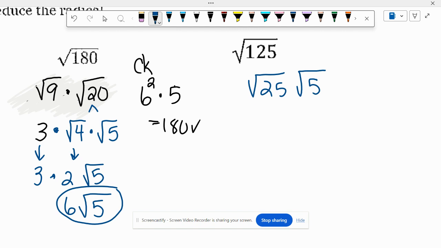Well, 5 is not perfect, right? 5 is not perfect, but what is the square root of 25? 5. So this actually turns into 5 times the square root of 5. Because remember in our directions, it says you're going to break the radicand into 2 factors. You want the first one to be perfect. 25 is a perfect square. You want the second one to be a not perfect square or perfect cube. Okay. So this is your final answer.